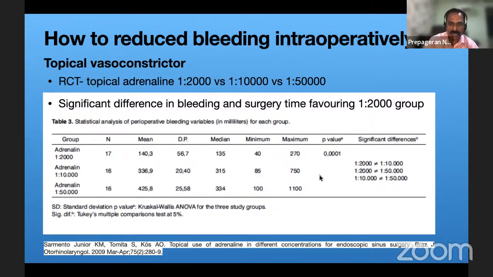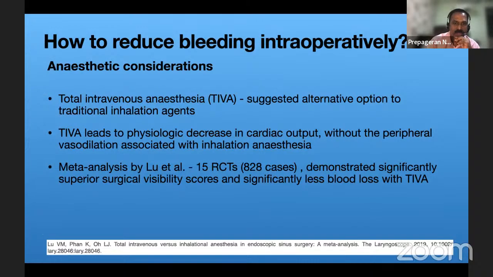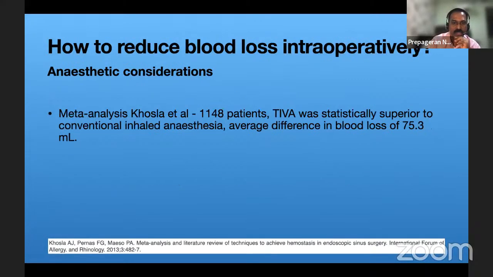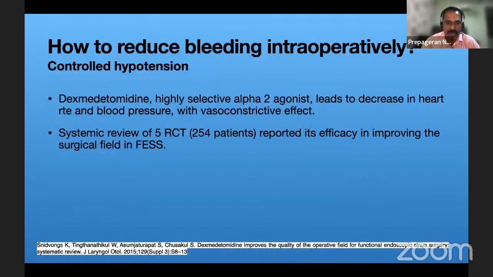This is common sense, but it's good to see it done in a proper randomized control trial with evidence as well. So anesthesia, I think all of us are very familiar with TIVA. TIVA, total intravenous anesthesia, decreases the cardiac output, and it shows a significant reduction of blood loss. This was also analyzed by Kostler, and they found TIVA is statistically superior to the conventional inhaled anesthesia, with a difference in blood loss of 75.3 ml.